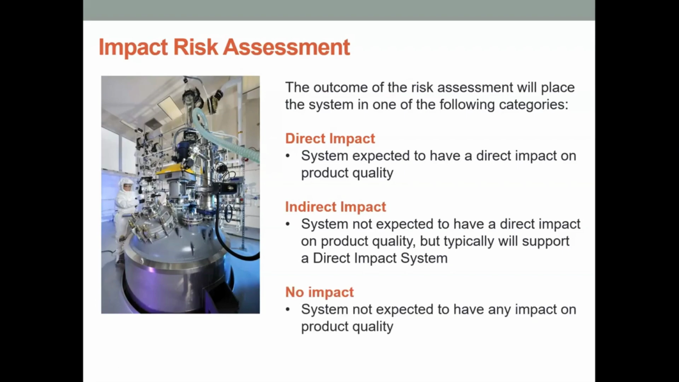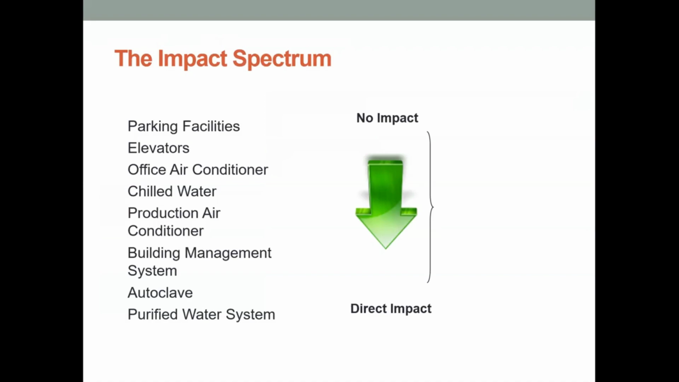And then no impact. The system is not expected to have any impact on the product quality. So if you take the impact spectrum, it might look something like this. If you start off with your parking facilities, that's obviously got no impact on the product quality. Elevators, no impact. Office air conditioner is outside of the GMP areas, so unlikely to have an impact. Chilled water may have some impact depending on what it's being used for.